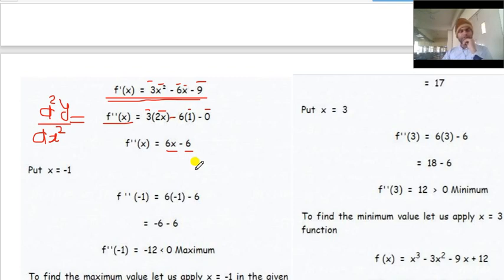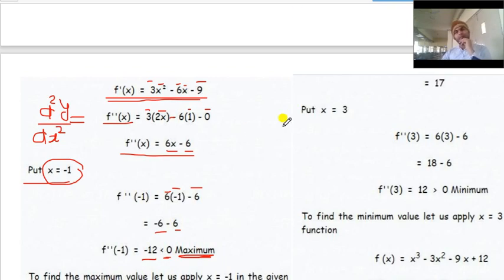Now we have to put the two values that we have calculated, that is minus 1 and 3, in this function f double dash x. Now suppose we put x is equal to minus 1. So 6x, 6 into minus 1, then it is minus 6. So minus 6 into minus 6, that is minus 12. So its value is less than 0. That means it will give you the maximum value. Now your function is maxima at x is equal to minus 1.